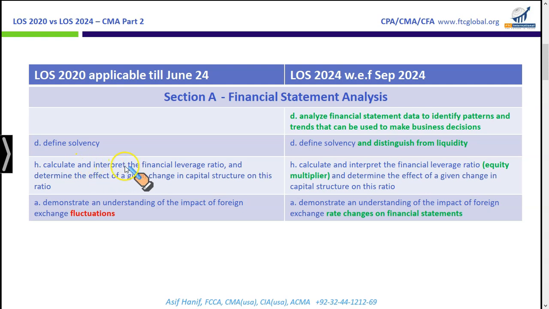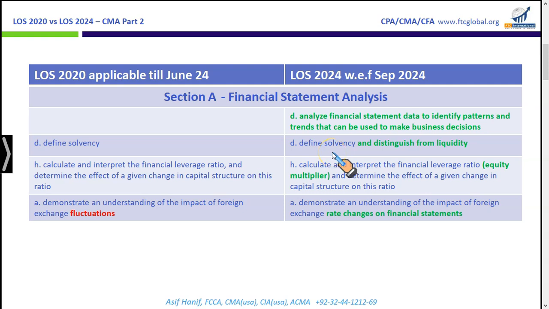Then it says calculate and interpret the financial leverage ratio and determine the effect of given change in capital structure on this ratio. They have simply inputted equity multiplier, which is the equivalent term for financial leverage. So basically there is no change here as well. Demonstrate an understanding of the impact of foreign exchange fluctuation. They have removed the word fluctuation and replaced this with rate changes on financial statements. So demonstrate an understanding of impact of foreign exchange rate changes on financial statements. This is the same remeasurement and translation, I hope you remember. So basically there is no change in Section A.